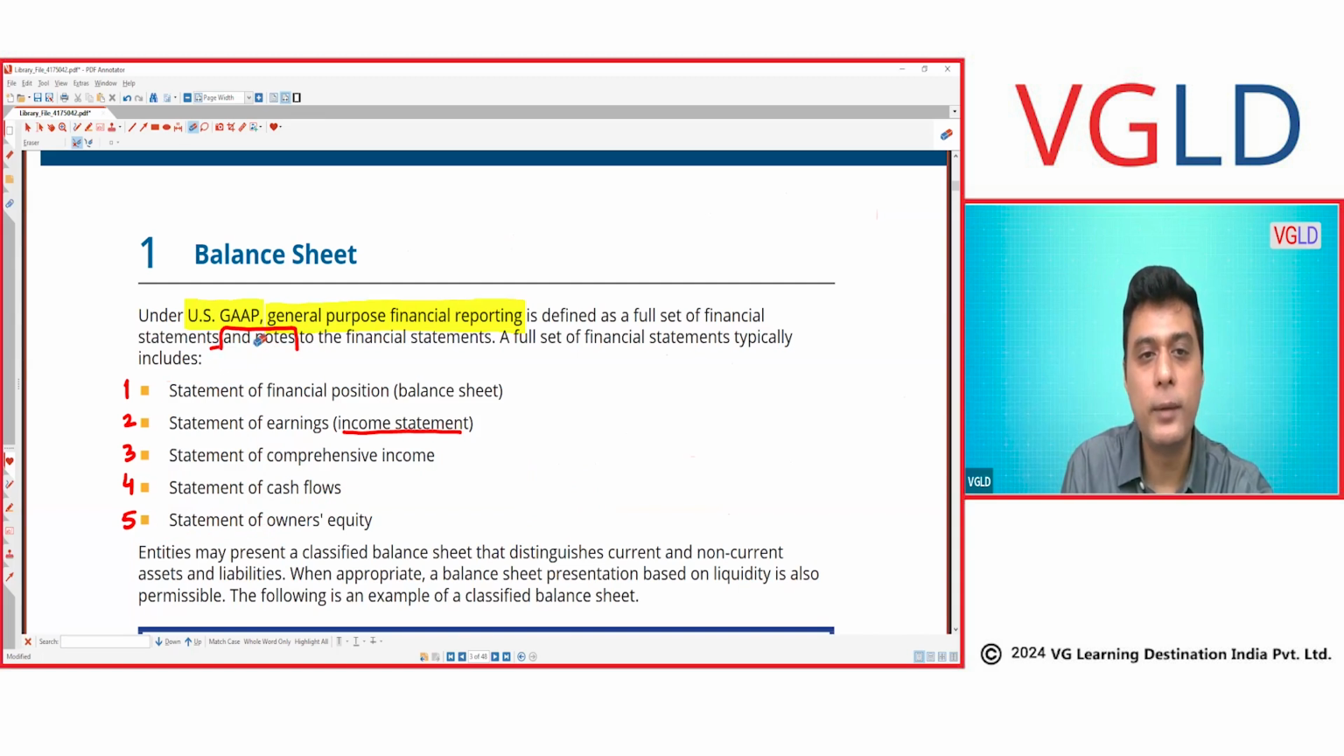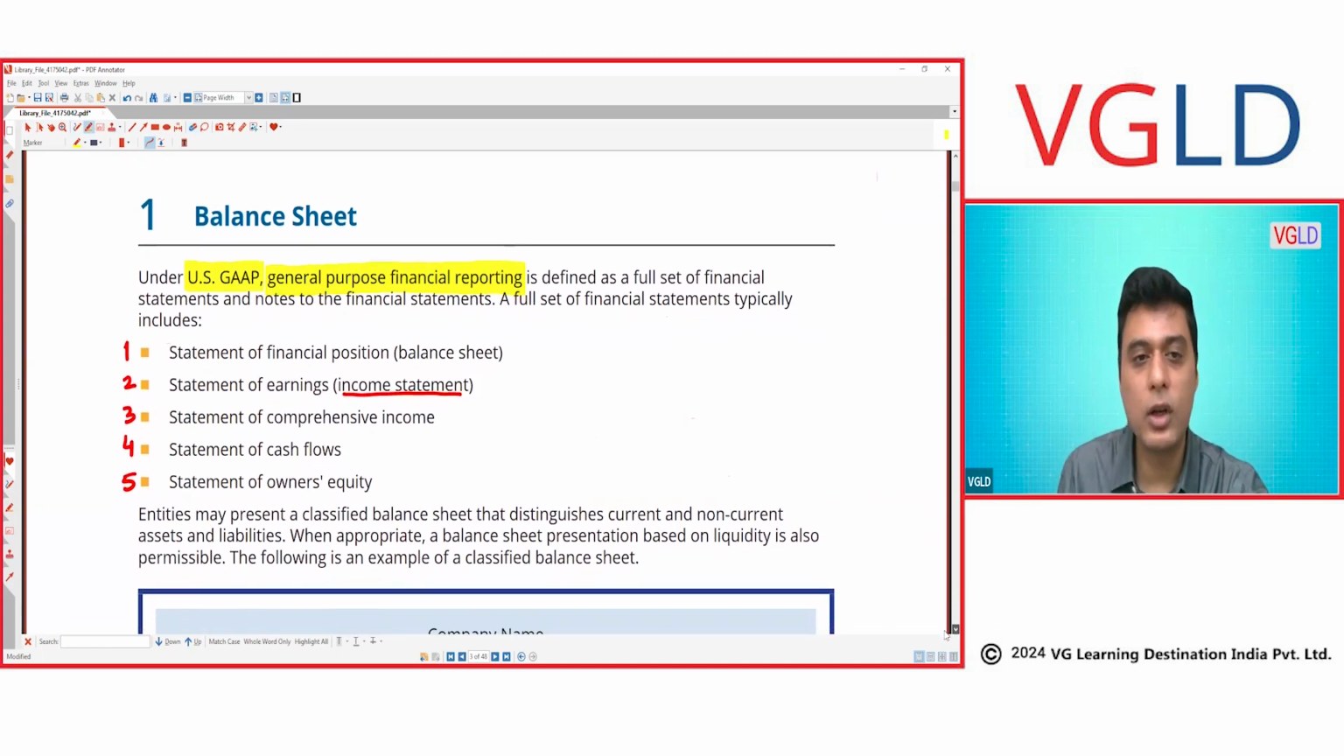So far, everything good? Okay, so US GAAP is a general purpose financial reporting framework. Its full set consists of these 5 statements plus the notes, right? And these are statements, not accounts. That's why they are called statements, right?